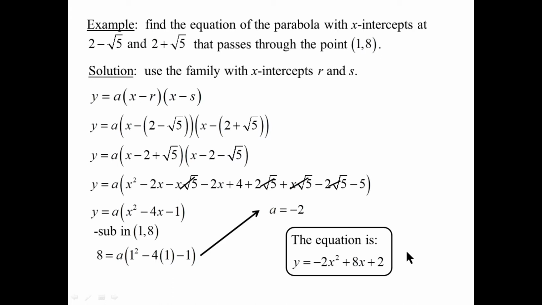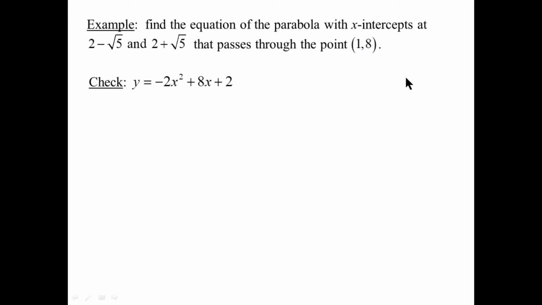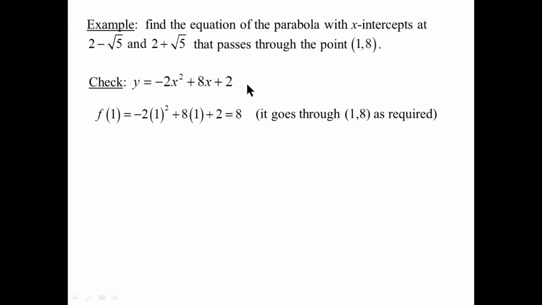Now we could go to the software and see if it passes, but how could you tell by looking if the x-intercepts were actually 2 plus or minus root 5? So we'll check this one using algebra, bringing the example forward to check. Okay, if this fits the bill, then f of 1 must equal 8. Let's check. F of 1, plugging in 1, minus 2 times 1 squared plus 8 times 1 plus 2, do the arithmetic. This is minus 2 plus 2, 0, so we got 8. So f of 1 does equal 8, which is what was required.